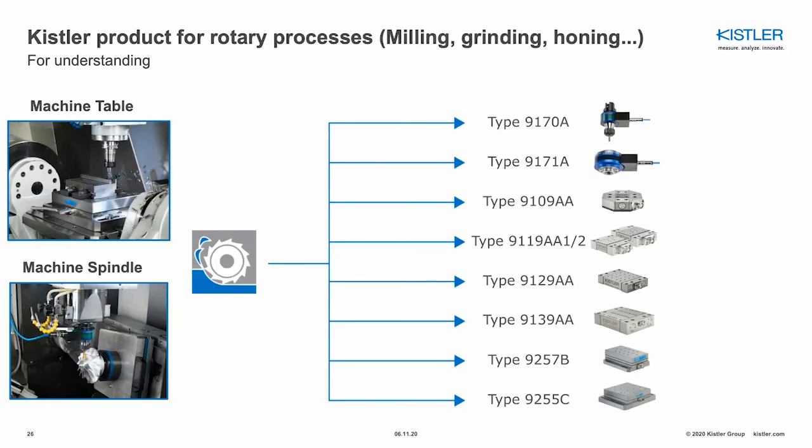When it comes to some of the standard products for the rotary processes like milling, grinding, and honing, we have both dynamometers, stationary and rotary, as you can see here, 9170 and 9171. They can be used on the machine tables or on the spindles. But of course, it's more than that. You can also integrate different types of sensors, ring sensors when we're talking about the force here, or of course the wireless rotating dynamometer, which is going to be released at the beginning of next year, that can be utilized for those operations.